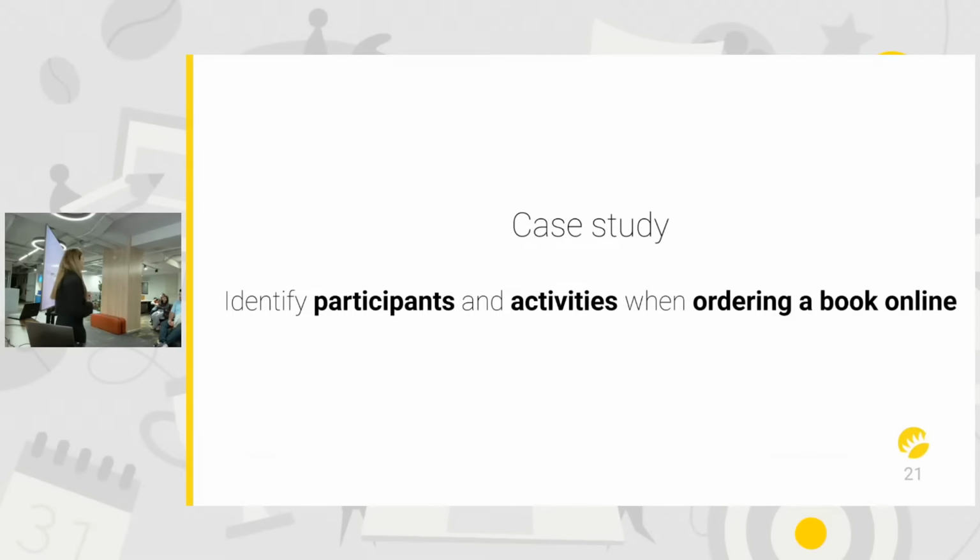So now we understood how to identify participants and activities. Let's have a real case study. Let's say that we want to order a book online. In that case study, let's first identify participants. What do you think? For online book ordering, let's say a Bookstore app, who can be participants? Users, and also people involved. Warehouse, server, payment system.